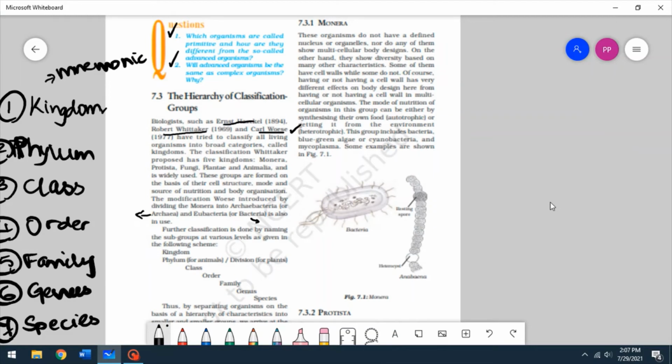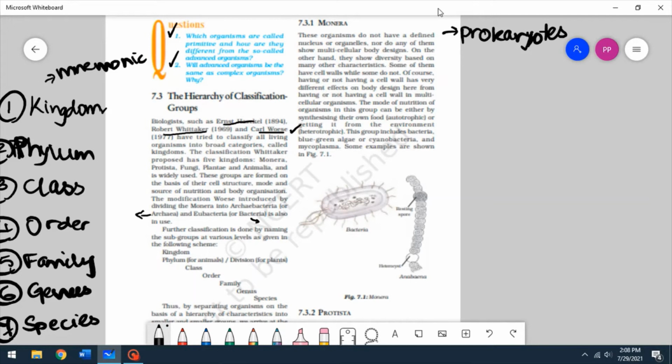So first we'll talk about Monera. These organisms do not have a defined nucleus or organelles, nor do any of them show multicellular body designs. So what's the first thing that is supposed to come to your mind when you read this? It means that they're all prokaryotes. Alright, they have prokaryotic cells. They don't have a well-defined nucleus. They don't have well-defined organelles. The meaning of no well-defined organelles is that they don't have membrane-bound organelles. Alright, and that is what is seen in prokaryotic cells.